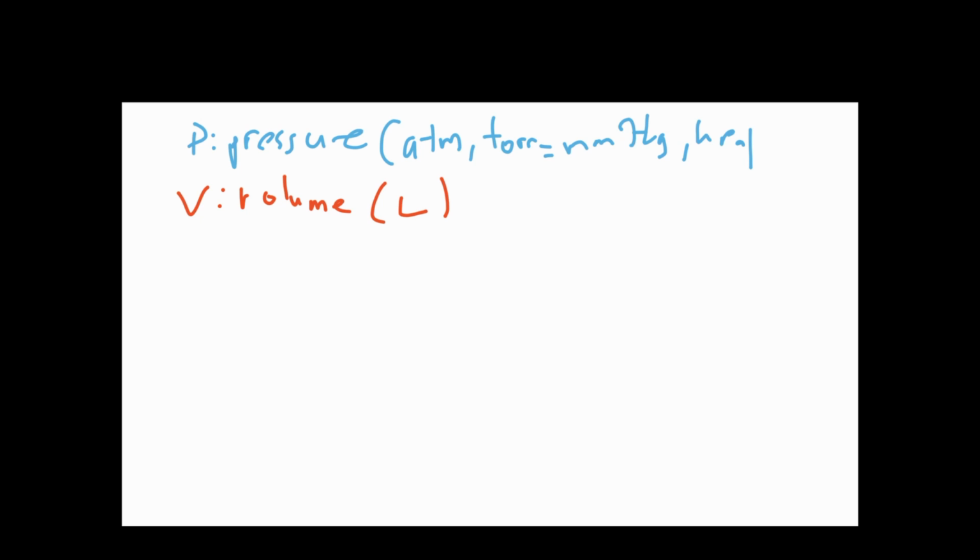The next variable we have is N. Let's do that in a different color. N is your number of moles, not grams, not particles, but your number of moles. And obviously the unit for that is going to be the mole.